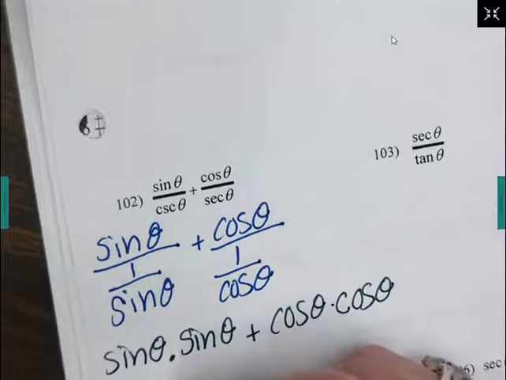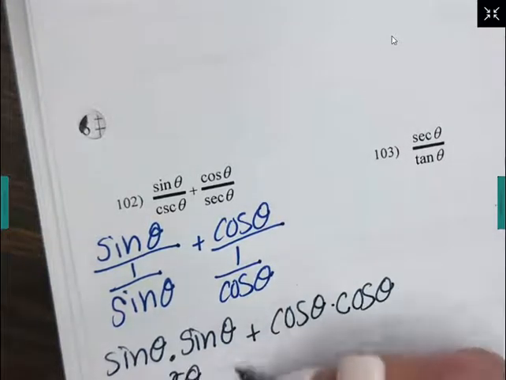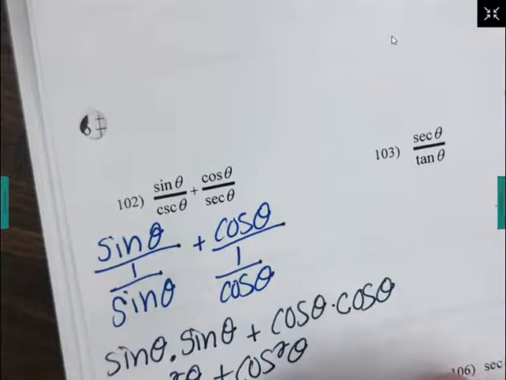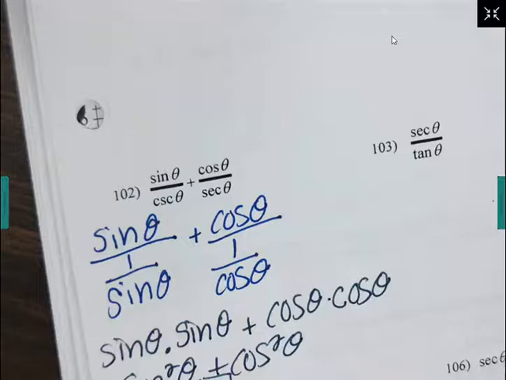So then we get sine squared of theta plus cosine squared of theta. And that's an identity. It's equal to 1. Any questions here?